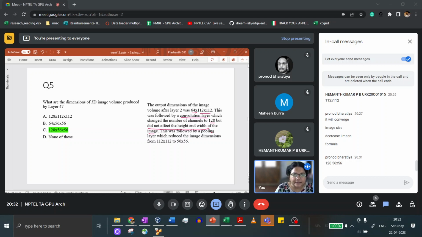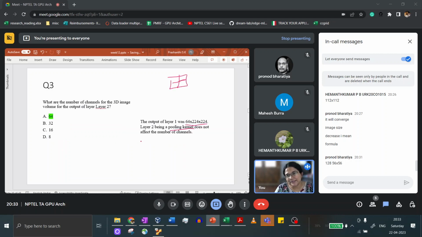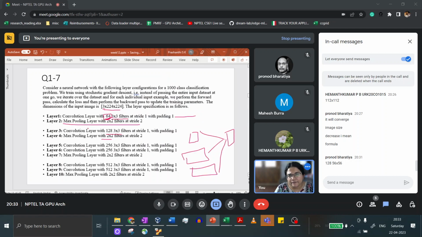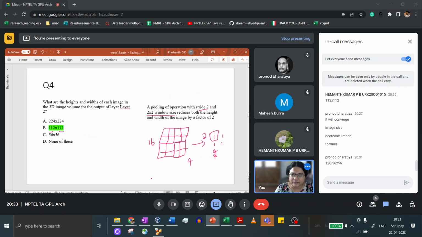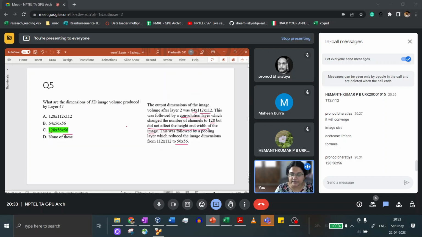Now after this there was a pooling layer, and that reduced the image dimension to 56 cross 56, but it did not change the number of channels. So the number of channels is 128 and the image dimensions are 56 cross 56. Again, it's all the same, because if you see the network, we mostly have convolution and pooling. So once you figure out how to do it for these two, everything else is pretty much the same. So I think you can understand this, but I'll anyway pause here for 30 seconds. Does anyone have a doubt with this?